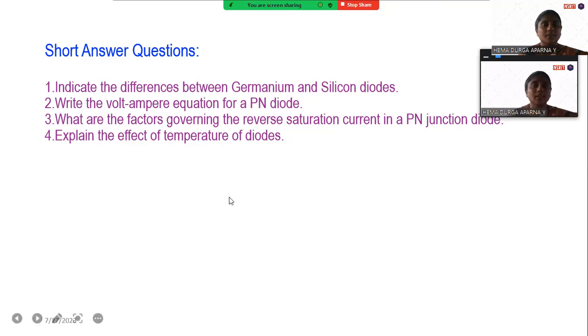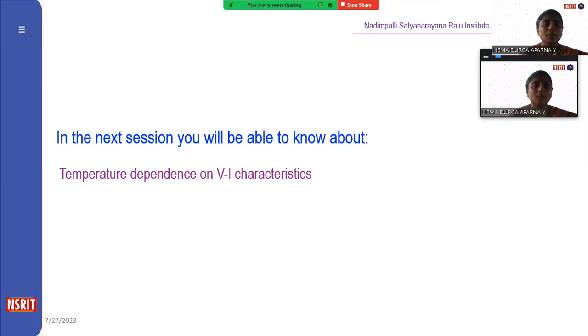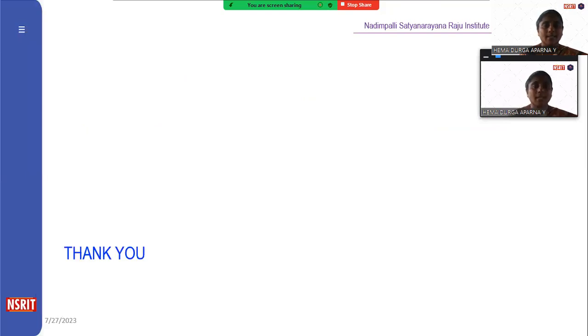In the next session, we will come to know about the effect of temperature on the VI characteristics of a PN junction diode. Temperature dependence on the VI characteristics.